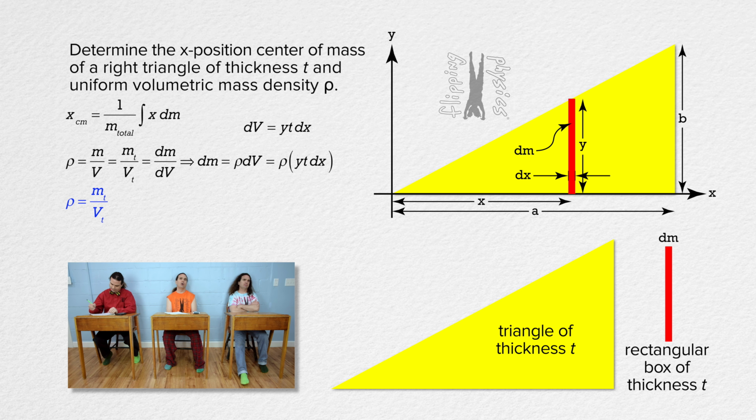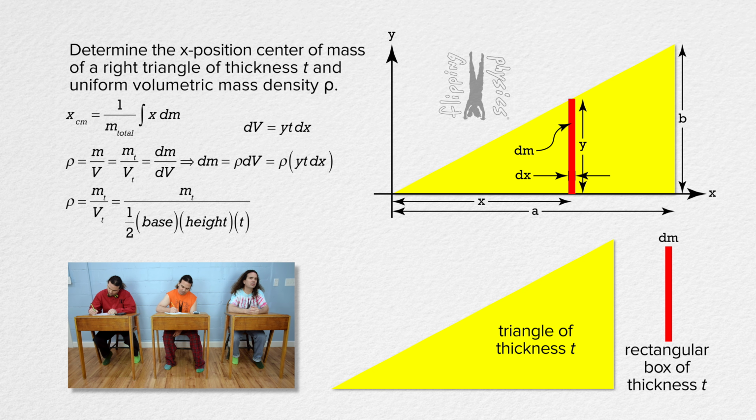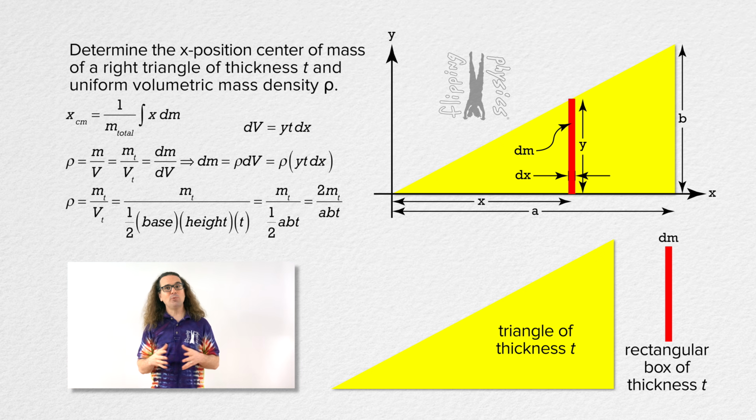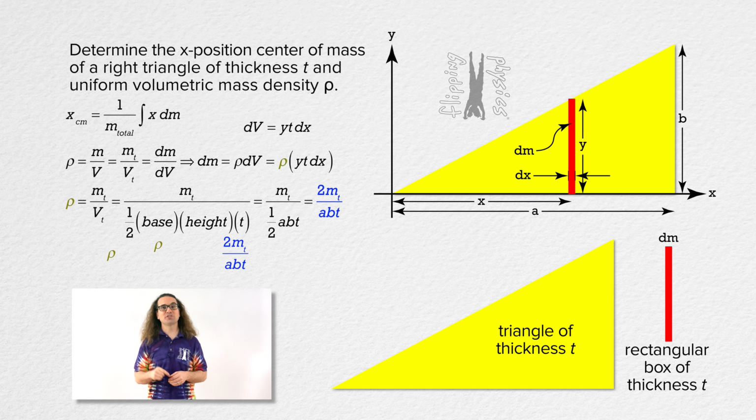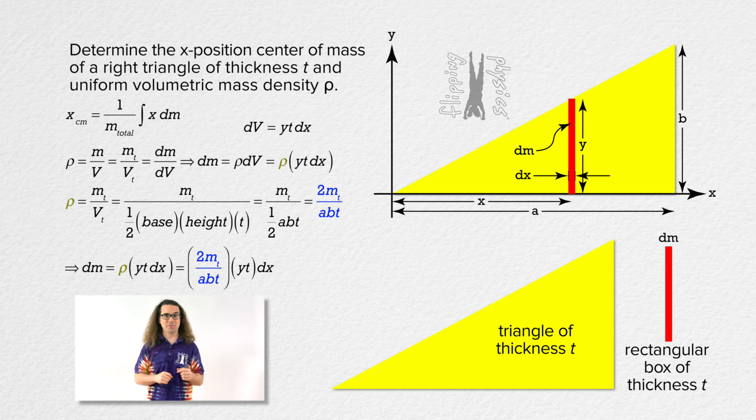Bo, what is the total volume of the triangle of thickness t? It's just a triangle with a thickness measurement of t, right? Correct. So it's just the area of a triangle times thickness, or 1/2 base times height times t. And what is that volume in terms of our variables for this triangle? It equals 1/2 times the base, which is a, times the height, which is b, times the thickness, which is t. Yes! And now we can substitute that back into our equation for the mass of the rectangular box dm.